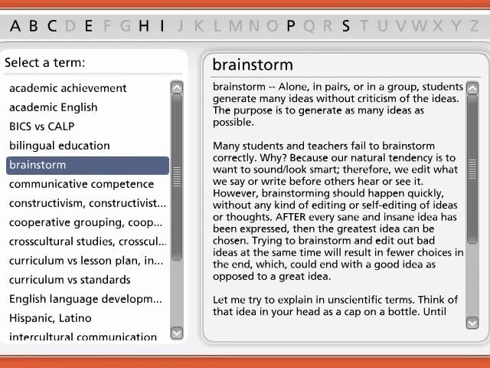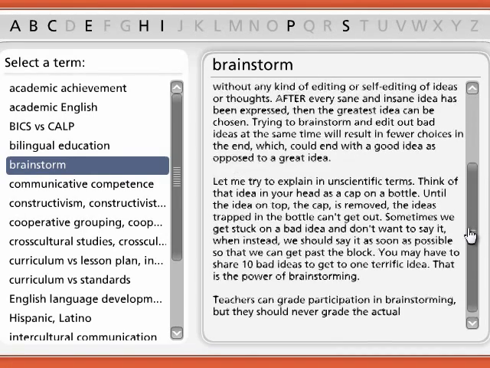Brainstorm. Brainstorming is done alone, in pairs, or in a group, where students generate many ideas without criticism of the ideas. The purpose is to generate as many ideas as possible. Not to generate great ideas every single time, but to generate as many ideas as possible. Many students and teachers fail to brainstorm correctly. Why? Because our natural tendency is to want to sound and look smart. Therefore, we edit what we say or write before others hear or see it. However, brainstorming should happen quickly without any kind of editing or self-editing of ideas or thoughts.